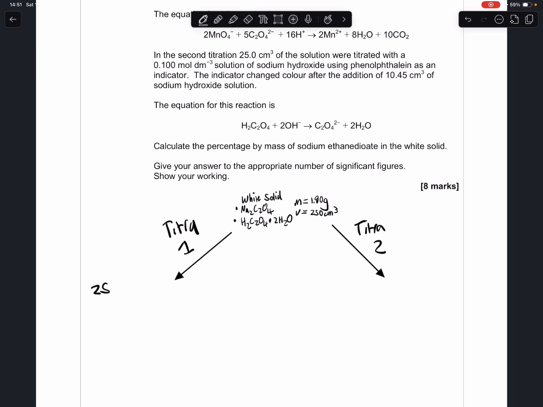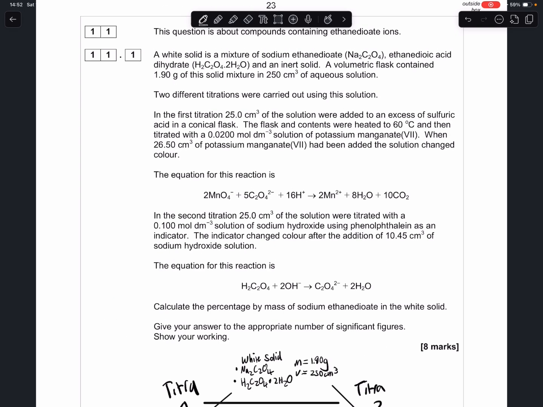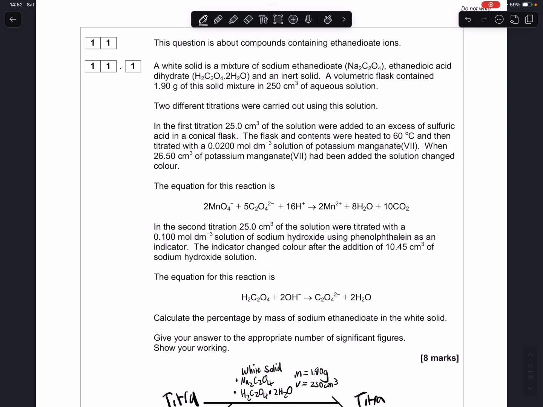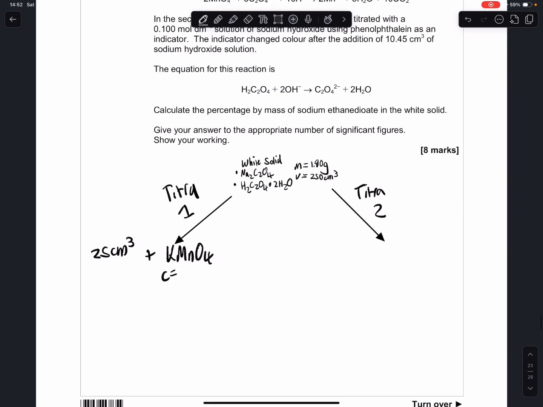So we've got 25 centimeter cubed of our original, and we're reacting that with an excess of sulfuric acid in a conical flask, and we're titrating that against potassium manganate. So we're adding potassium manganate. Write that down. And the question tells us that this potassium manganate is 0.02 mole decimeter cubed. That's a concentration. So now we've got a concentration of our potassium manganate. So you're going to write that down.